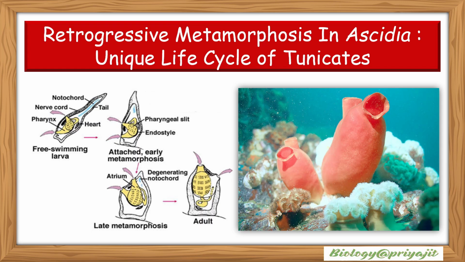Today we dive into the fascinating world of tunicates, focusing on a unique phenomenon that is retrogressive metamorphosis in Ascidia. Unlike most animals, the free-swimming larva of Ascidia resembles a chordate, but the adult loses many advanced features like the notochord and tail. The transformation is known as retrogressive metamorphosis when the adult becomes simpler than the larva. So let's explore how this unusual life cycle challenges our idea of development and evolution in chordates.